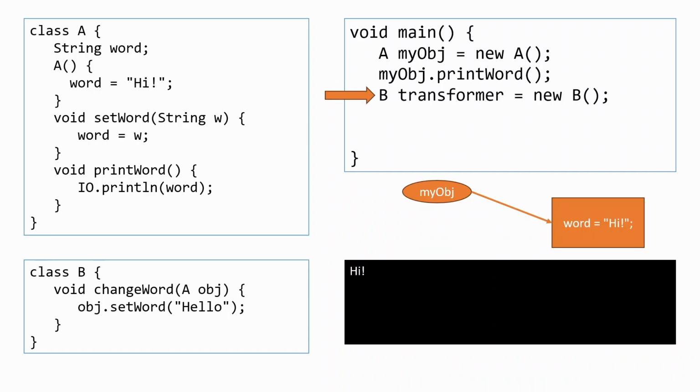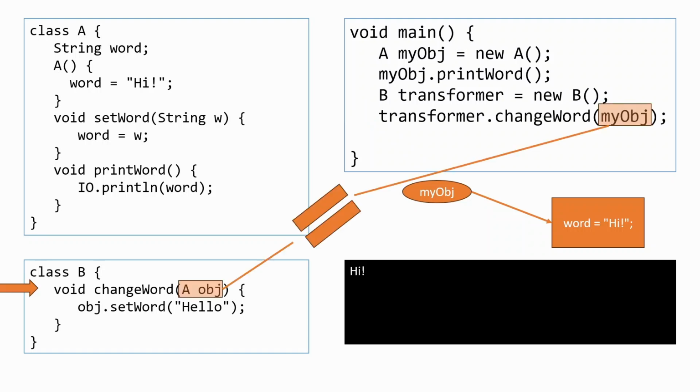Let's create an object of type B. We'll call it transformer. And we say transformer.changeWord(myObj). We are passing myObj in as a parameter, and A obj is going to equal myObj, which means that obj will reference the same object as myObj.